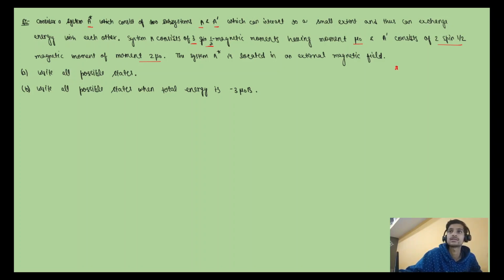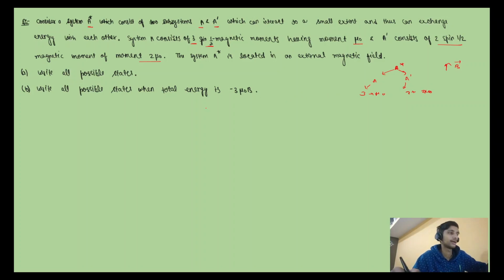So basically you have a system A star. Here you have A and A dash. This is also spin half particles, this is also spin half particles. Here you have 3 spin half particles, but the magnetic moment is mu naught. Here you have 2 spin half particles, but the magnetic moment of each particle is 2 mu naught. Okay, now this system is placed in an external magnetic field B, right? And then we have to write all the possible states for this system.